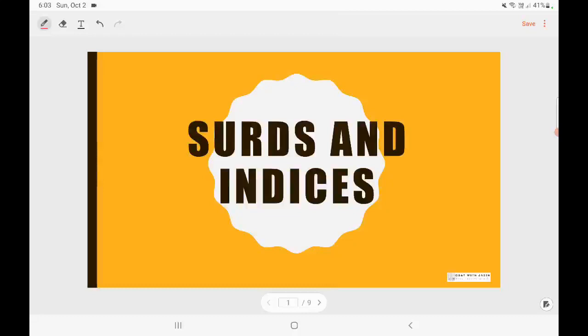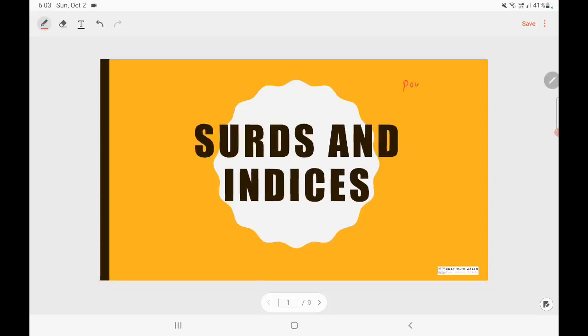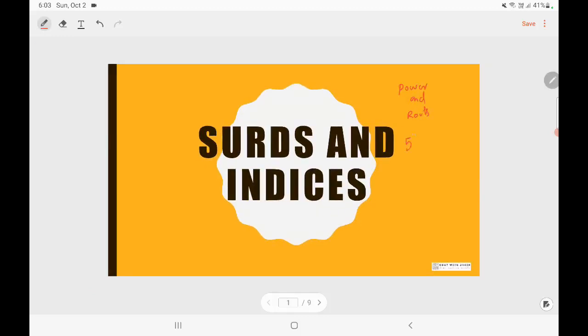So here in this video we'll be studying surds and indices. These are nothing but powers and roots. For example, we know that 5 cube is equal to 5 into 5 into 5, so this will become 125. And we can write cube root of 125 is equal to 5. So here cube root of 125 is equal to 5 and 5 cube is equal to 125. This is the concept of powers and roots. We'll be studying different formulas and different tricks regarding powers and roots. So let's move on with the video.